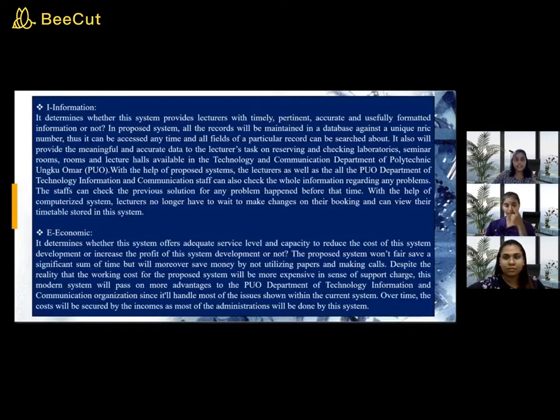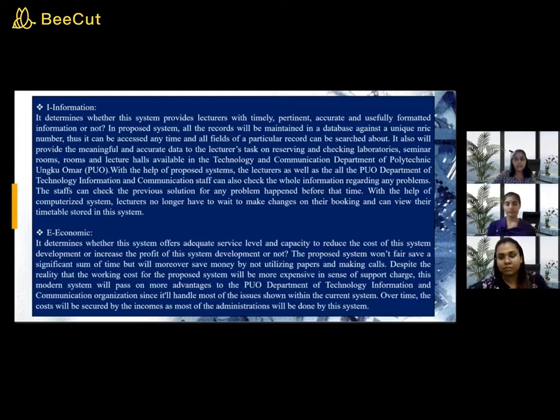Next, information. It determines whether this system provides lecturers with timely, pertinent, accurate, and usefully formatted information or not. In the proposed system, all the records will be maintained in a database against a unique NRIC number, thus it can be accessed anytime and any field of a particular record can be searched. It also will provide meaningful and accurate data to the lecturers and staff on reserving and checking laboratories, seminar rooms and lecture halls available in the Technology and Communication Department of Polytechnic Ungku Omar.